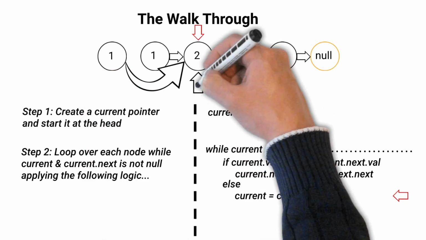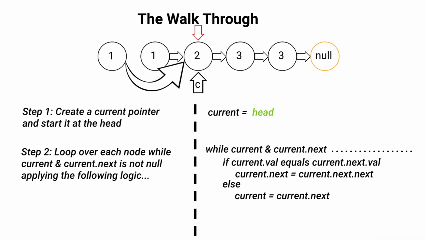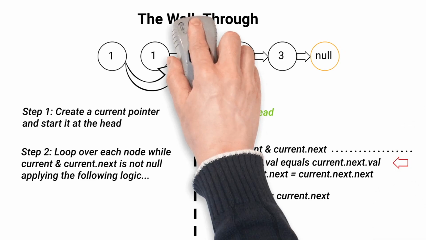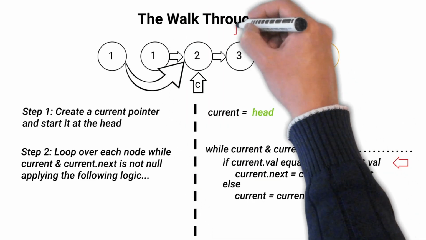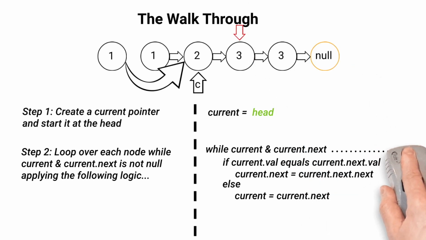Then again we check if current.val, which is 2, equals current.next.val, which we can see is 3, so that's not true. We set current equal to current.next, so we'll update the current pointer, pointing at 3.